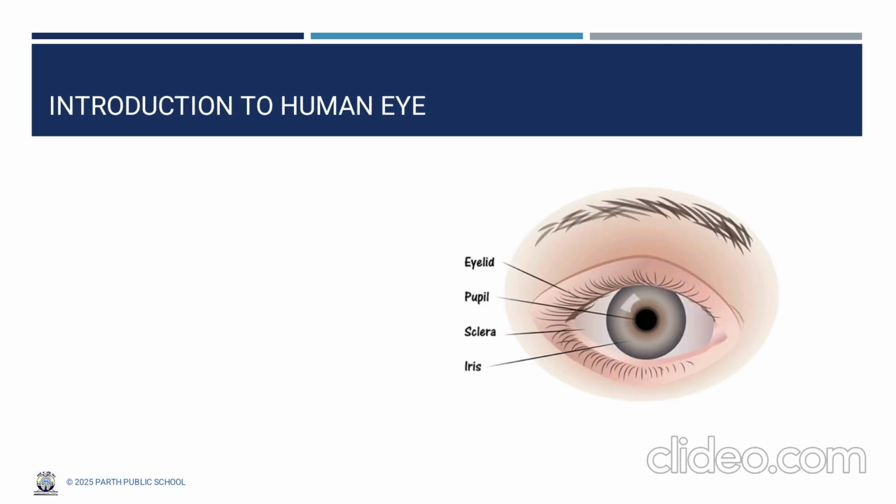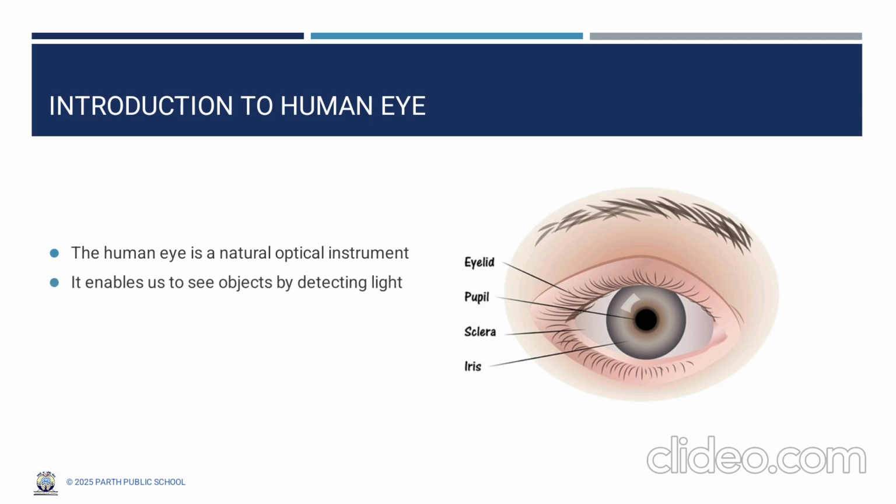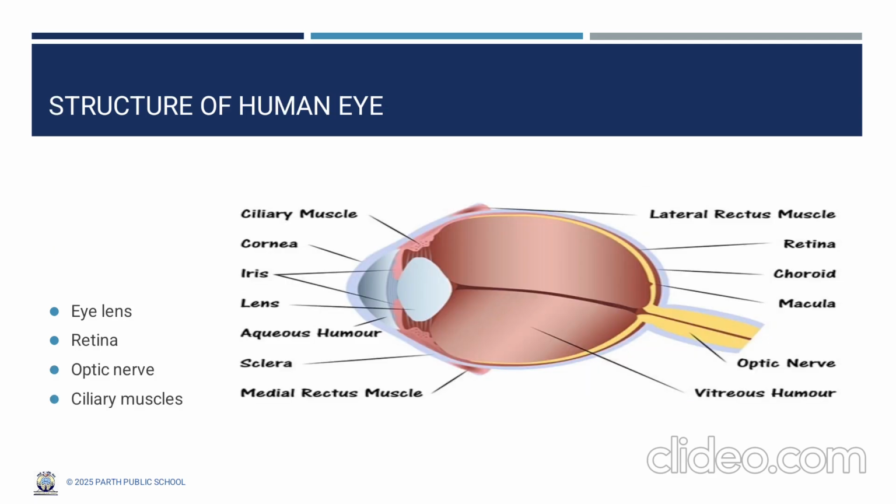So let's begin. This is the basic diagram of a human eye. The human eye is a natural optical instrument, we all know. It enables us to see objects by detecting light. It works similar to a camera. Just like a camera takes a photograph, the human eye also takes a picture, and this picture is formed on the retina, which is then sent to the brain. Basically the human eye forms a real and inverted image on the retina.